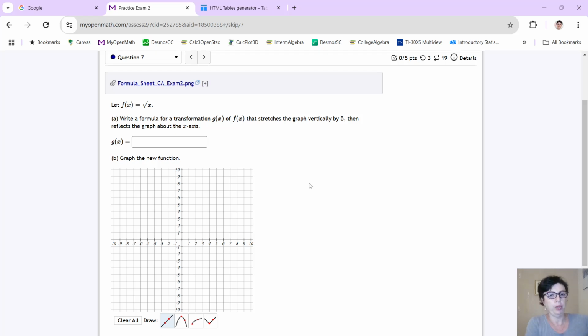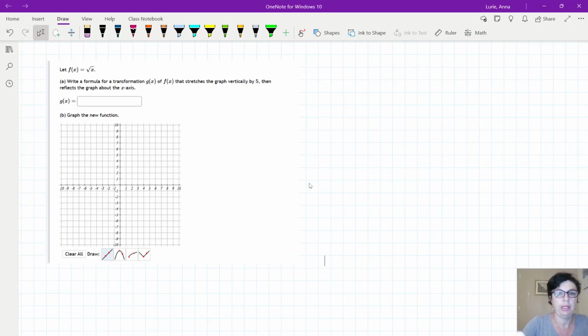In this video, we are going to take a look at another type of transformation, which is called the vertical stretch, and we're also going to look at the reflection. Okay, so let's see what happens.